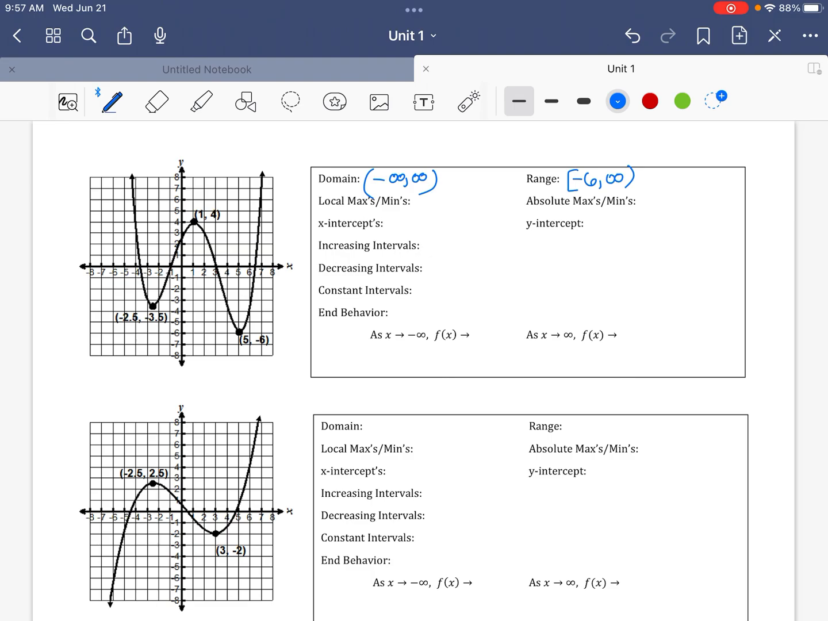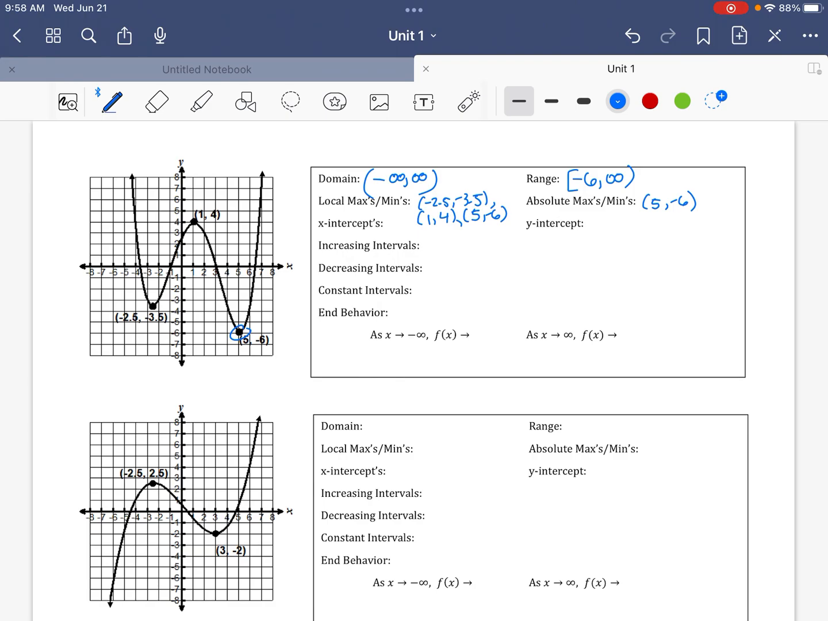All right, local maxes or mins. So all 3 of these places here are local max and mins. So I will say, let's see, negative 2.5 and negative 3.5, 1 and 4, and 5 and negative 6. Now an absolute max or min, that would be this guy right here, like I talked about earlier. So 5, negative 6. It's absolutely the lowest on the whole graph. And I assume you can tell the difference between maximum and minimum.